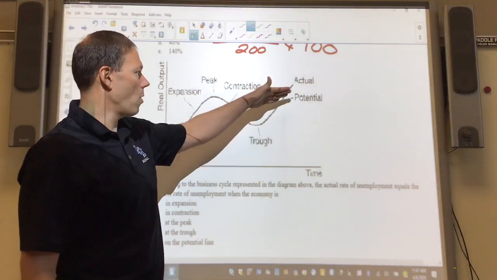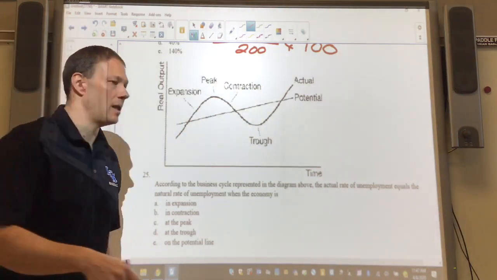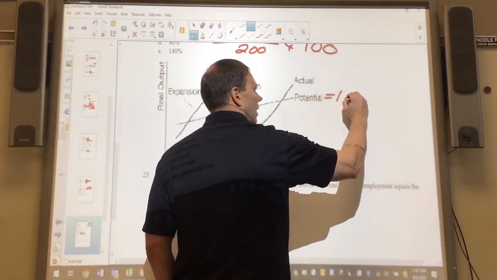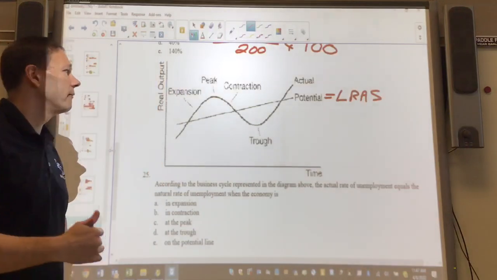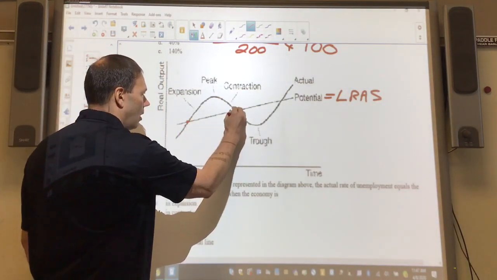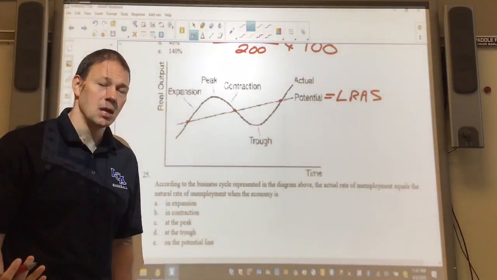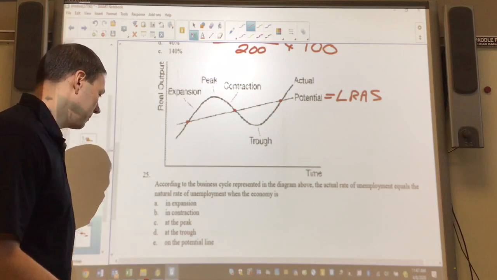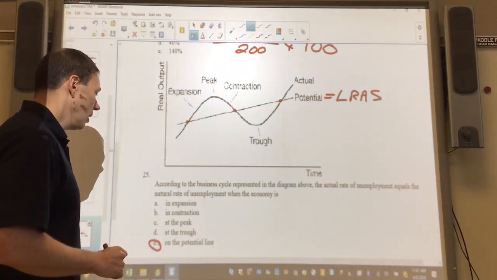And last one, you've seen the business cycle before. We've never seen one quite with this line that they're calling the potential line. Think of the potential line as the same as LRAS. What does LRAS measure? Full employment. So anytime we're on the potential line, that's the equivalent of saying we are at LRAS, meaning we are at full employment. So that's why the answer is E, number 25.